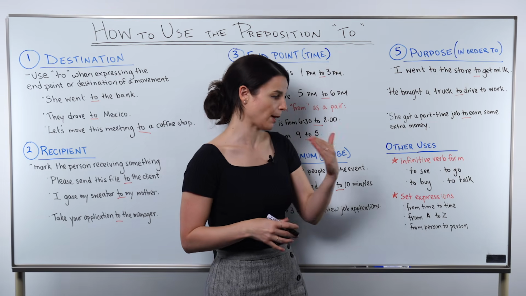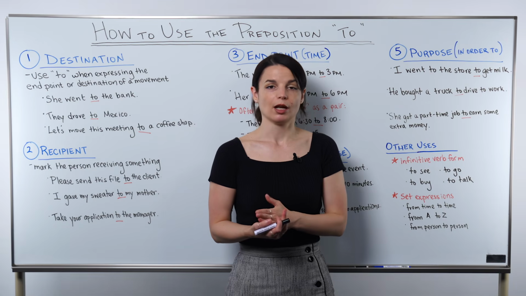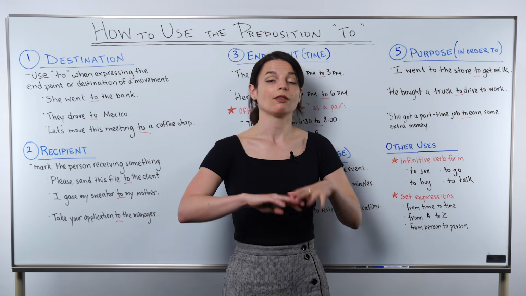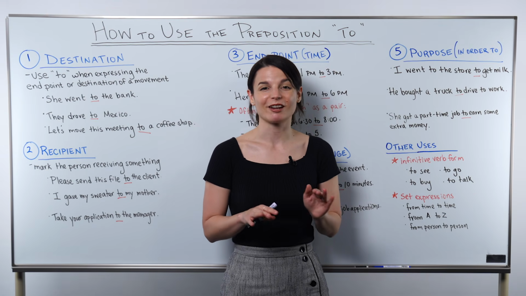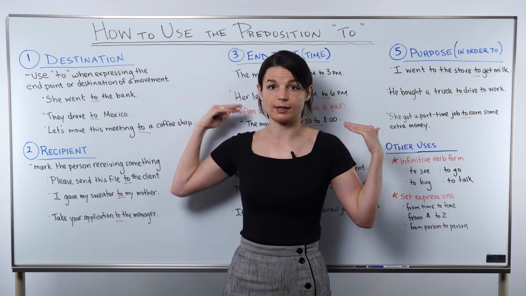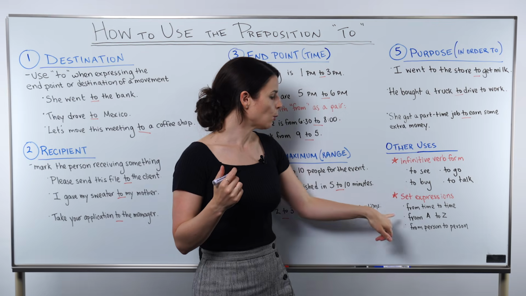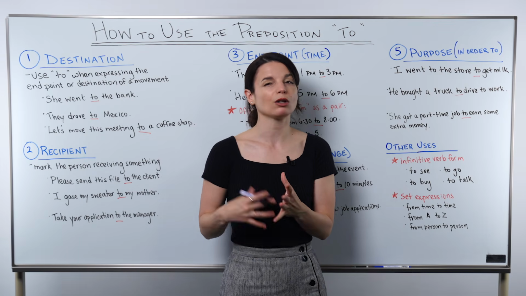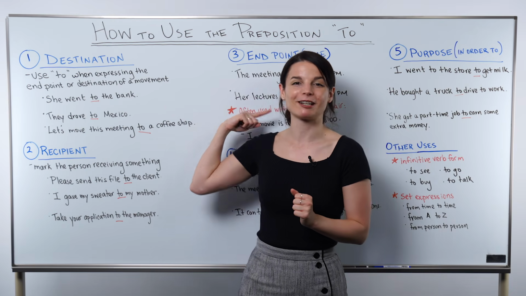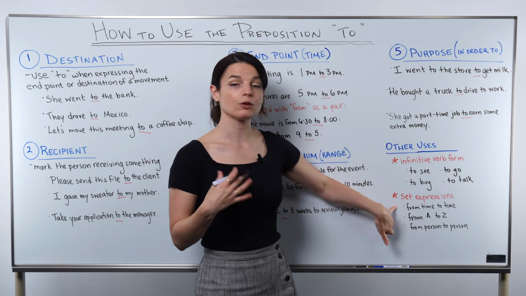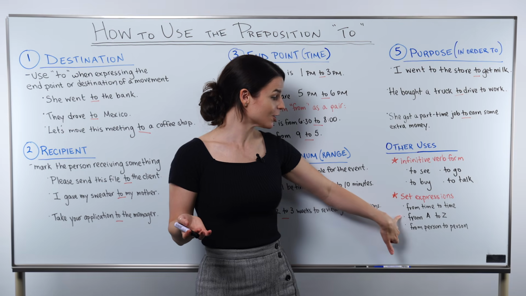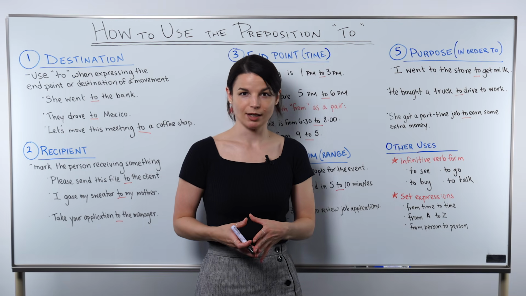Another use I want to talk about is just with set expressions. So set expressions can mean idioms, it can mean phrasal verbs, and so on. There are lots and lots of phrasal verbs and expressions that use to, but they are different from these expressions and these uses that I talked about in this lesson. So I wanted to cover a few that maybe could cause some confusion because they seem similar to points number 3 and 4 in today's lesson. So a few set expressions I want to talk about are from time to time, from A to Z, and from person to person.